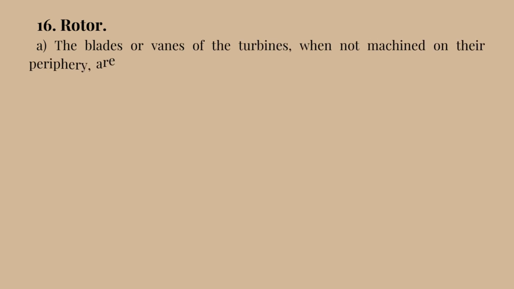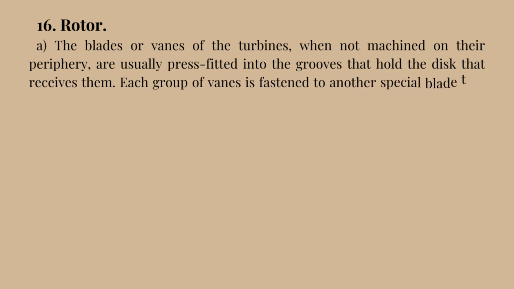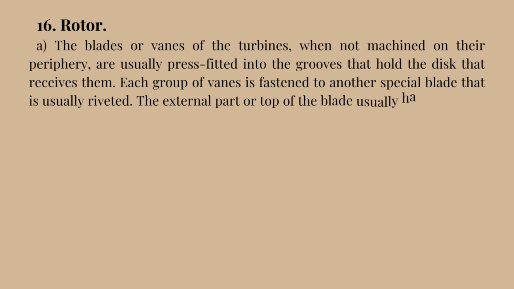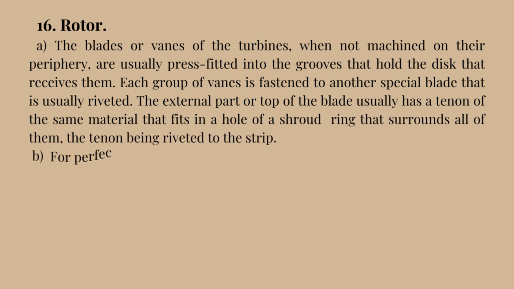16. Rotor. A. The blades or vanes of the turbines, when not machined on their periphery, are usually press-fitted into the grooves that hold the disc that receives them. Each group of vanes is fastened to another special blade that is usually riveted. The external part or top of the blade usually has a tenon of the same material that fits in a hole of a shroud ring that surrounds all of them, the tenon being riveted to the strip.